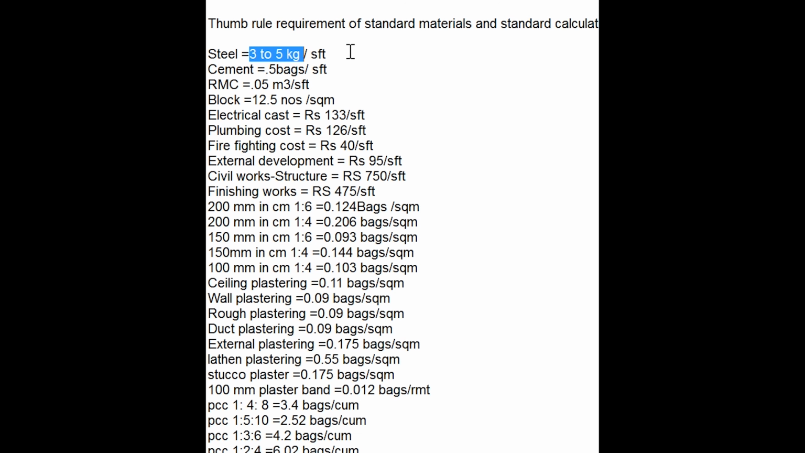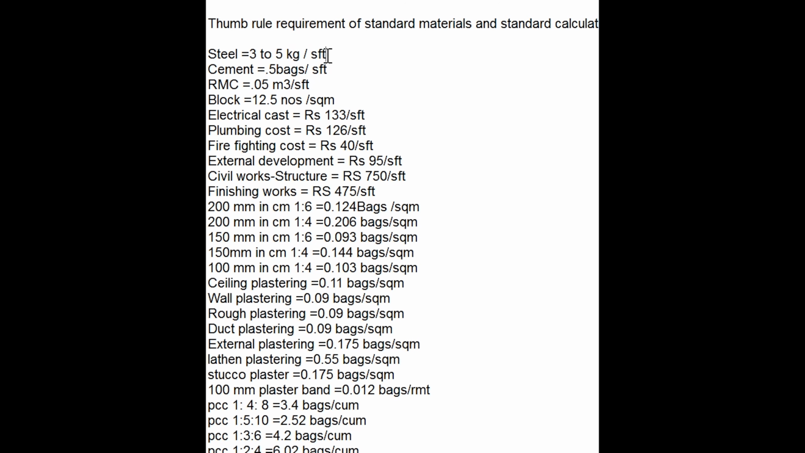In the case of a multi-story building, suppose 20 floors, and each floor is around 1500 square feet, it will be around 30,000 square feet. So 30,000 into 4 kg per average will be 1,20,000 kg of steel, that will be 120 ton of steel it will require in the total multi-story building.